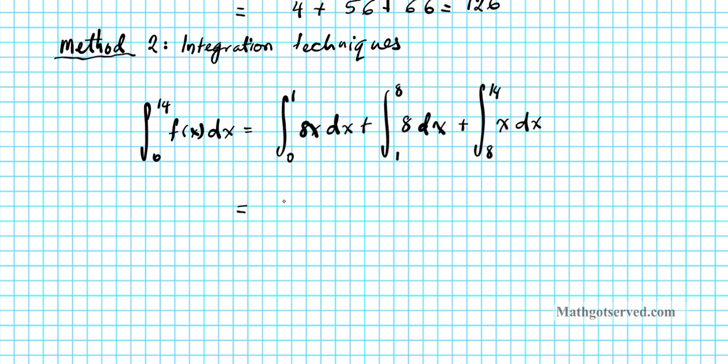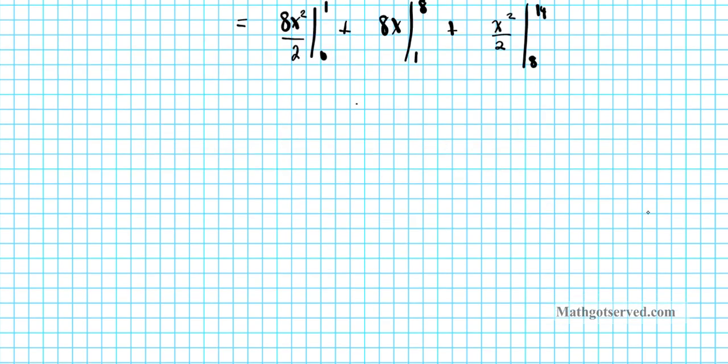So integrate that using the power rule is going to be 8x squared over 2, evaluated from 0 to 1. And then the next one will be the antiderivative of 8, which is simply 8x, evaluated from 1 to 8. And then last but not the least, the antiderivative using the power rule for x is x squared over 2, evaluated from 8 to 14.